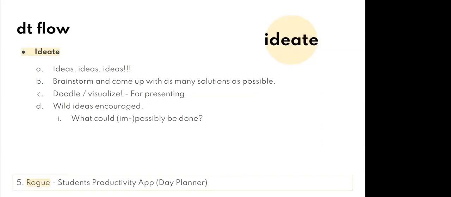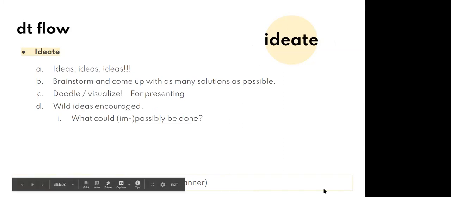Now, the Ideate is an amazing stage, and I think a lot of people who employ design thinking have fun with Ideate. In Ideate, you're essentially just coming up with ideas. There are no limits to your ideas. You will brainstorm and come up with as many solutions as possible, and those solutions can essentially be anything.